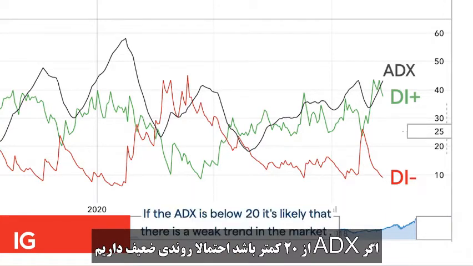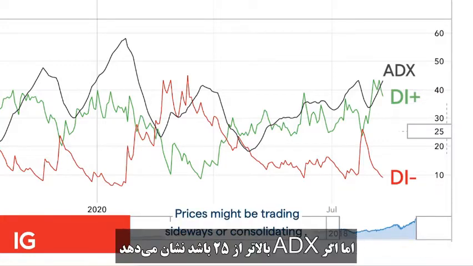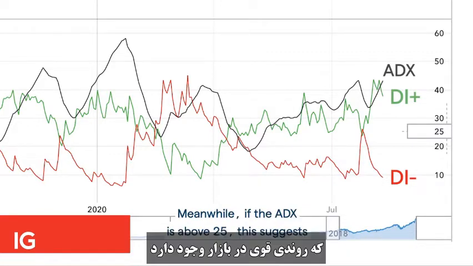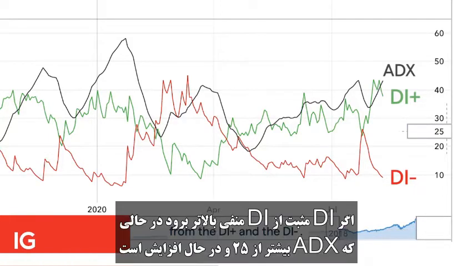If the ADX is below 20, it's likely that there's a weak trend in the market. Prices might be trading sideways or consolidating. Meanwhile, if the ADX is above 25, this suggests there's a strong trend in the market. That's when you should start looking for crossover signals from the DI+ and the DI-.